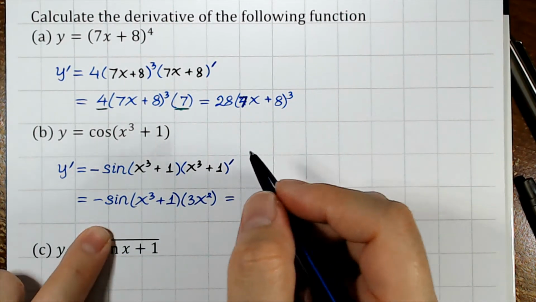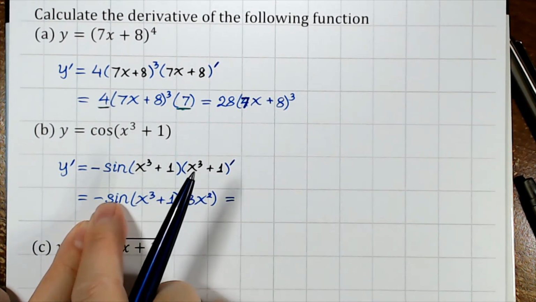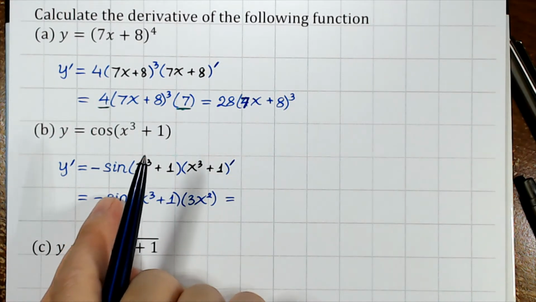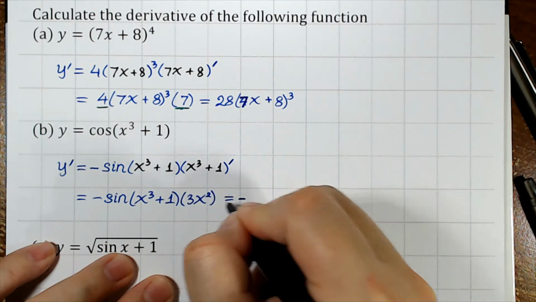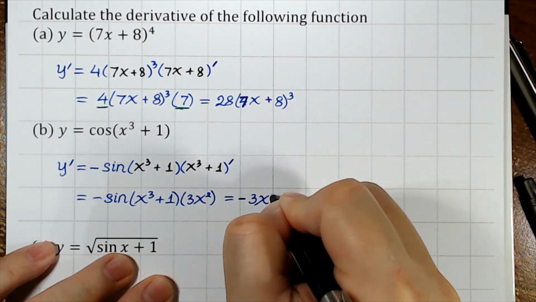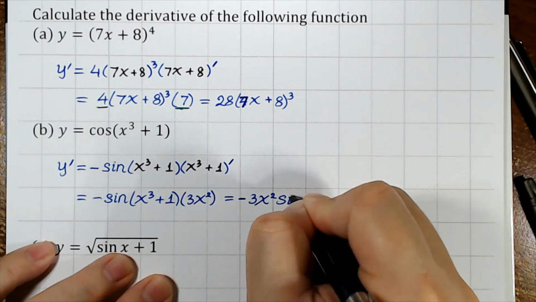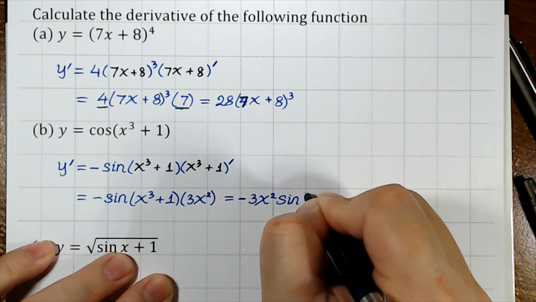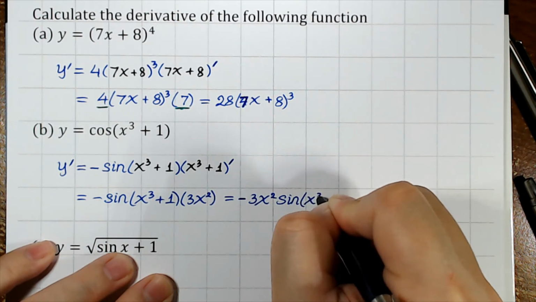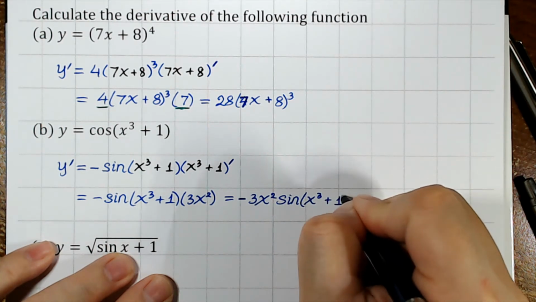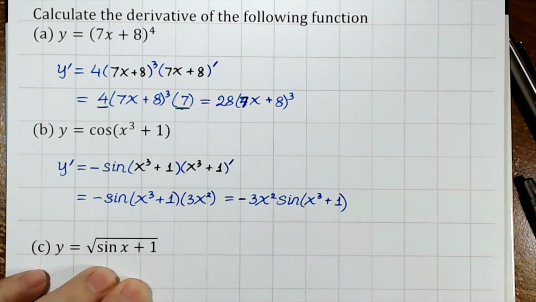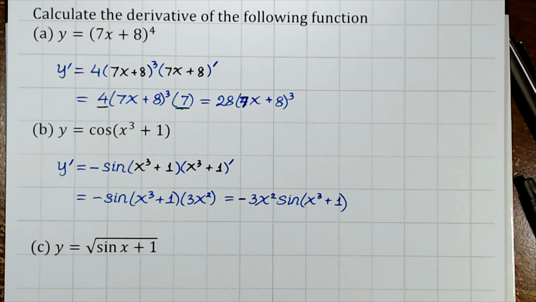The only thing we can do is, if we write the 3x squared in front of the sine x right after the negative, then we don't have to write this parentheses. So that's what we have.